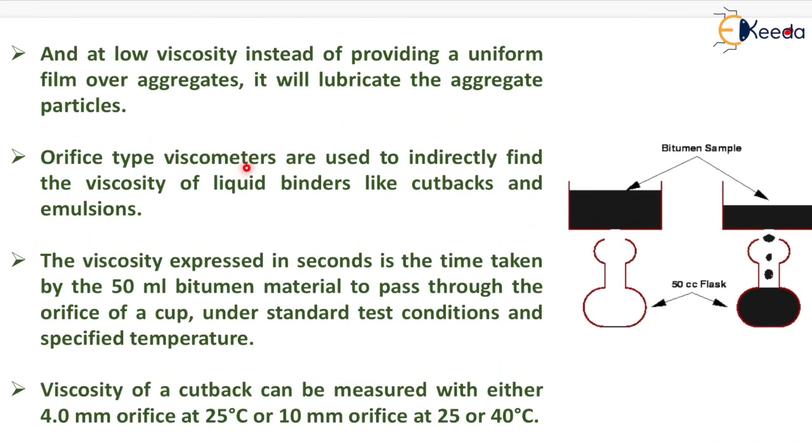Orifice type viscometers are used to indirectly find the viscosity of liquid binders like cutback and emulsion, which is shown here. The viscosity, expressed in seconds, is the time taken by 50 ml of bitumen material to pass through the orifice of a cup under standard test conditions and specified temperature. Viscosity of a cutback can be measured with either a 4 mm orifice at 25 degrees Celsius or a 10 mm orifice at 25 or 40 degrees Celsius.